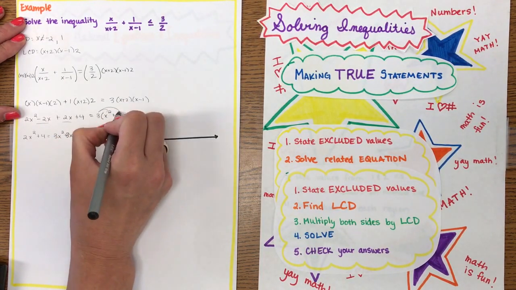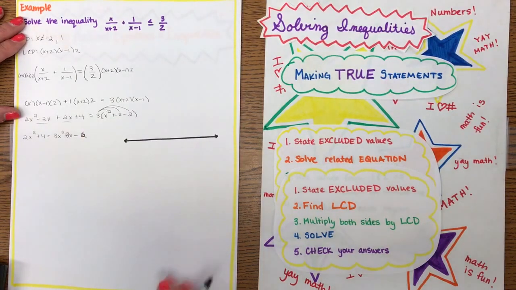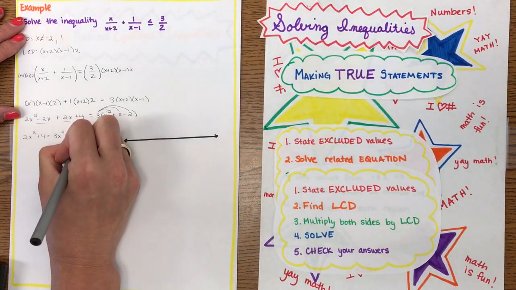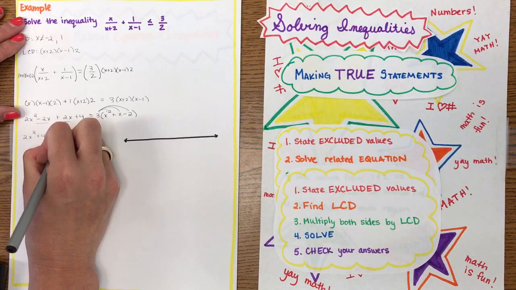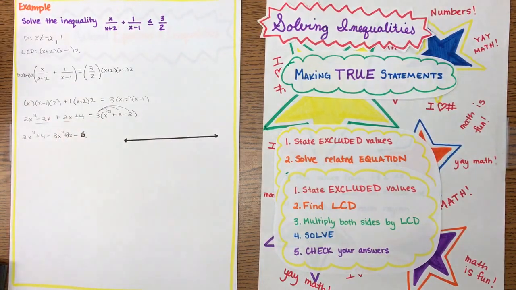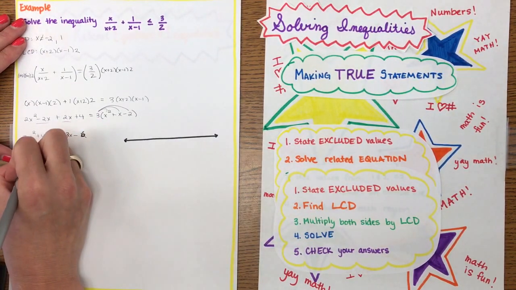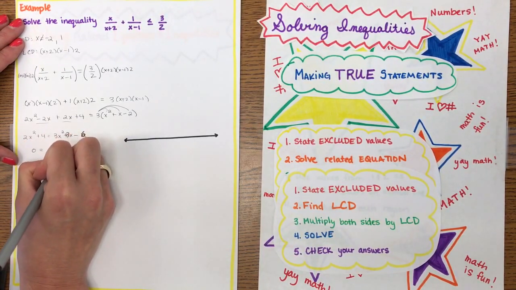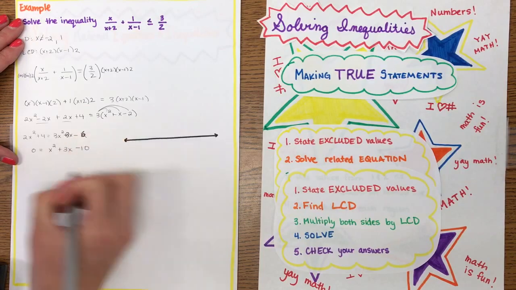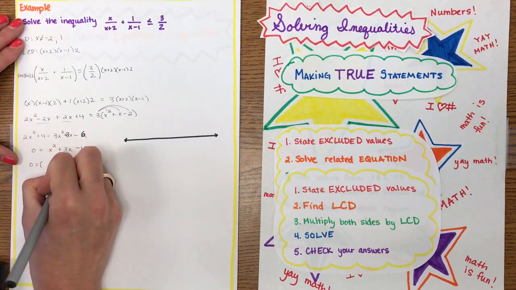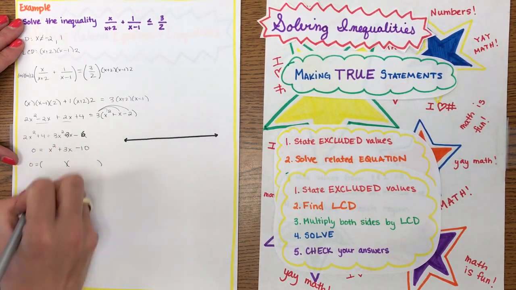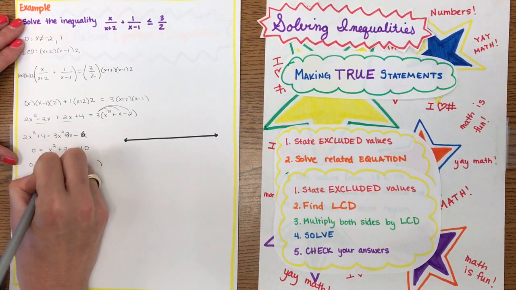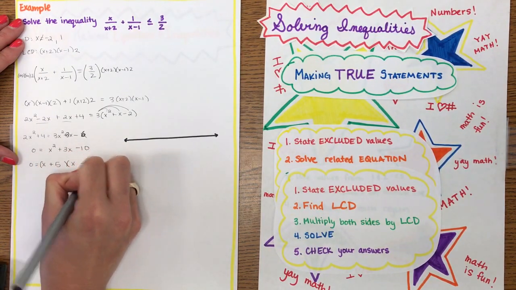You want to make sure you distribute that in. It's really easy to make mistakes like that. So this is minus 6 plus 3x. I'm going to bring everything over to the right-hand side, and I get x squared plus 3x minus 10. This is factorable, so this will give me x plus 5 times x minus 2.